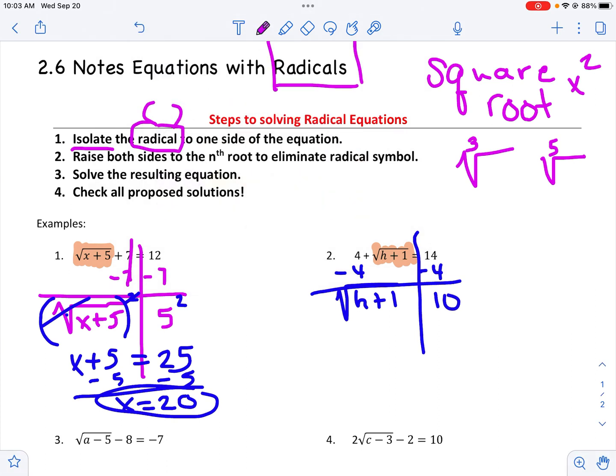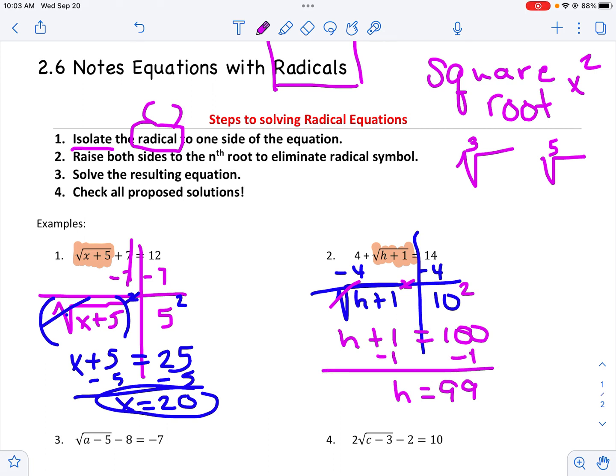Again, let me switch colors. You're going to take both sides to the second power, and so the second power cancels out the square root, and I'm now left with h plus 1 equals 100. Clearly, you're going to subtract your 1, and you're going to get an answer of 99. So fairly straightforward.